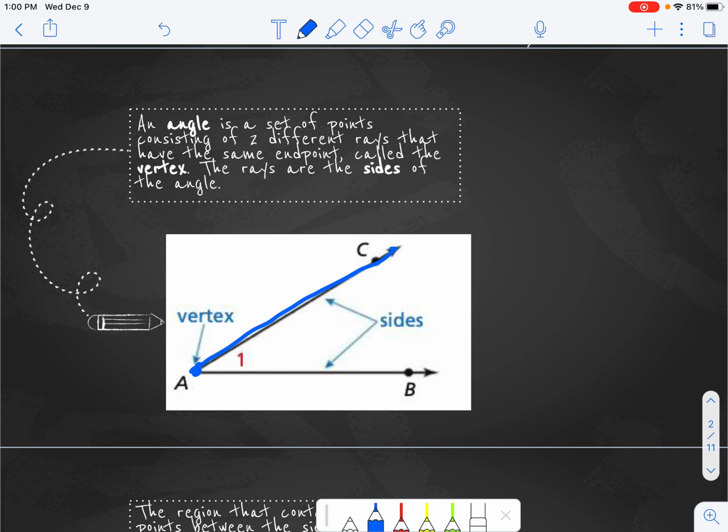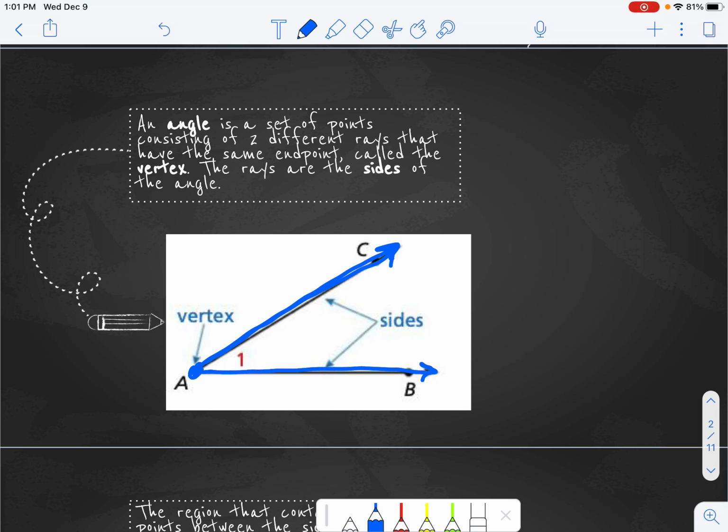So you can see here we have a ray, and technically this would be ray AC. We also have a ray right here, and this would be ray AB. And by our definition, we have two rays put together, and they share this point right here, and we call that the vertex. And the rays obviously make up the sides of that angle.